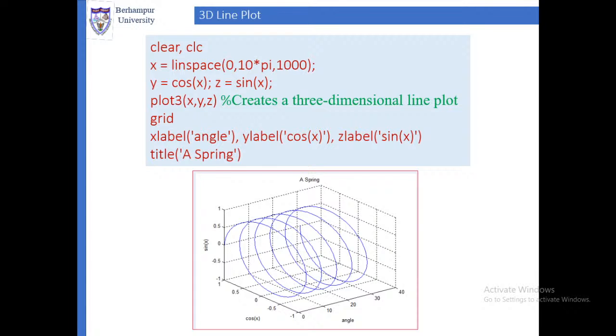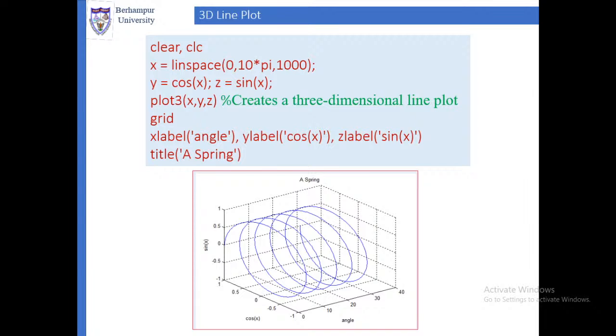Then x is defined from 0 to 1000 in increments of 10 pi. y is equal to cosine x, z is equal to sin x. plot3 means plot a 3D plot of x, y, z. This will create a three-dimensional line plot. Actually, this is a spring. You are seeing a spring or a spiral.